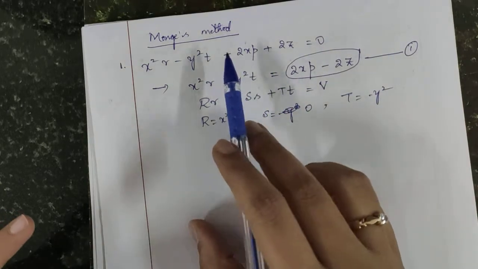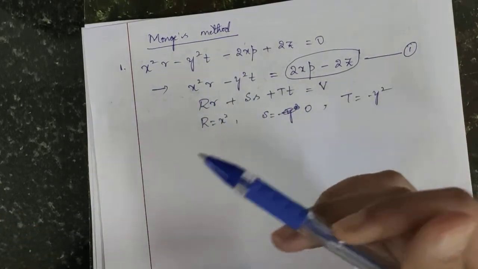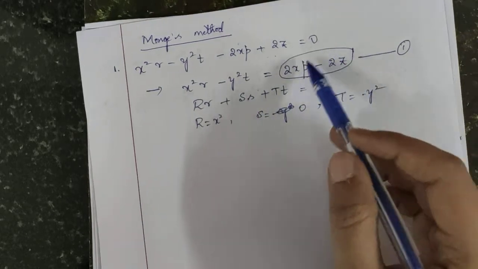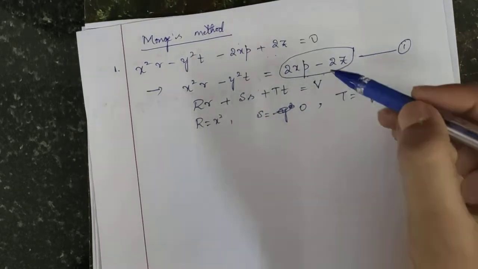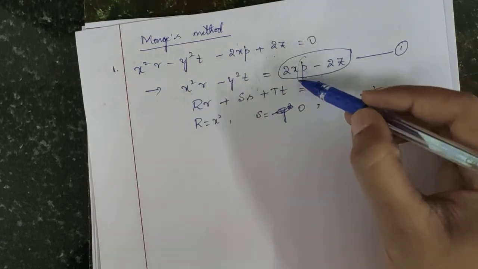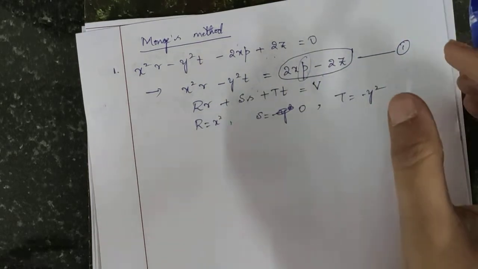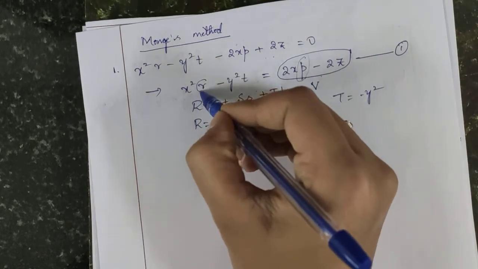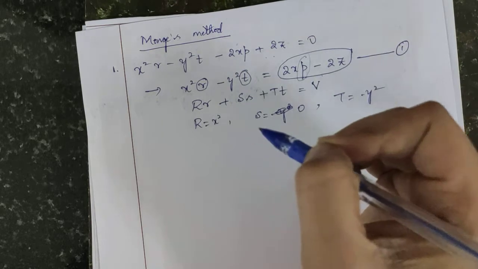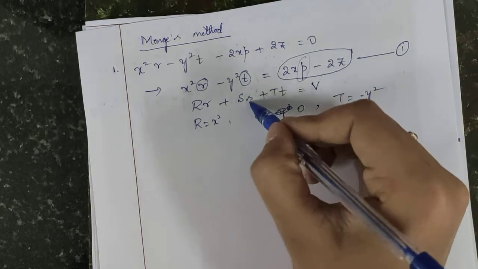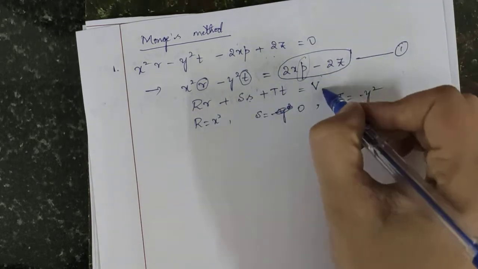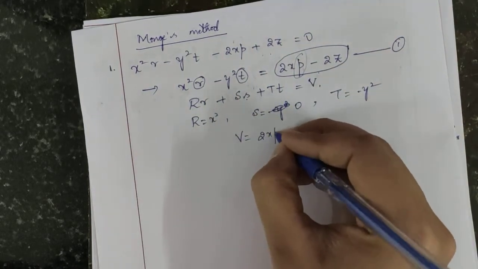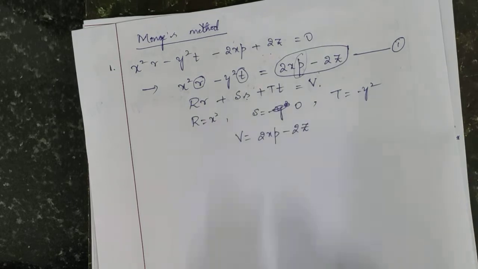That's why I have written the given equation in this form, so that you can understand which is the V. One more thing is, don't substitute the value of p here and don't get confused with the equation. Here I have a coefficient of r, a coefficient of t, and there is no coefficient for s, so this whole part is my V. Okay, so V = 2xp − 2z.